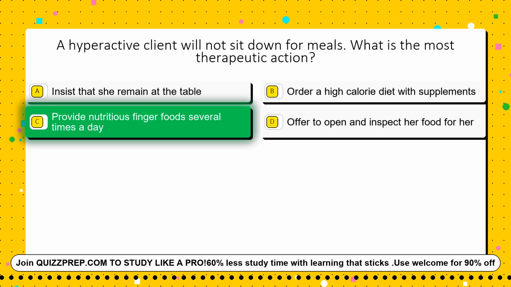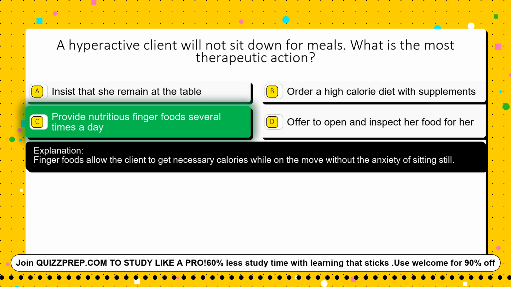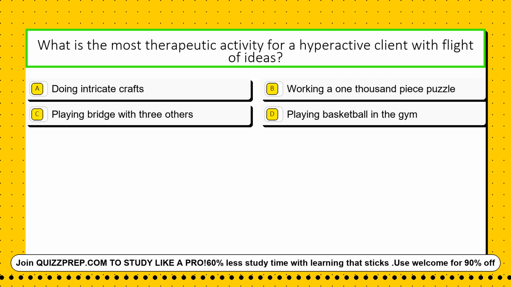The correct answer is option C, provide nutritious finger foods several times a day. Finger foods allow the client to get necessary calories while on the move without the anxiety of sitting still. Question 73. What is the most therapeutic activity for a hyperactive client with flight of ideas?